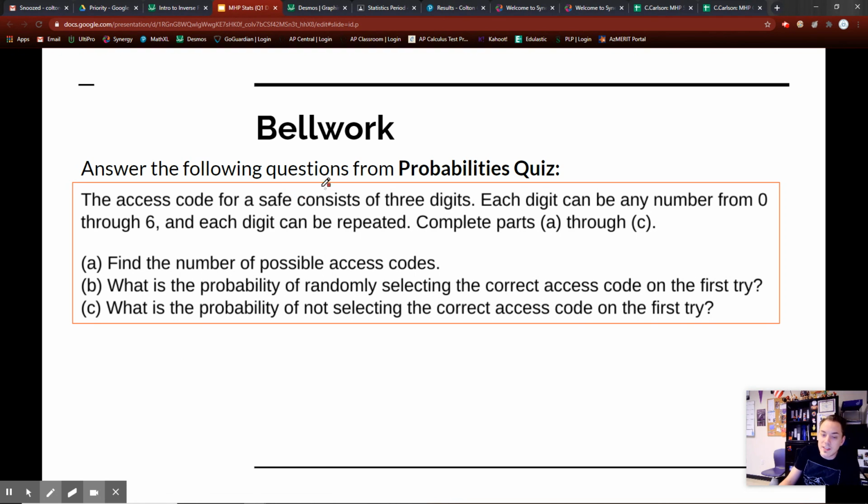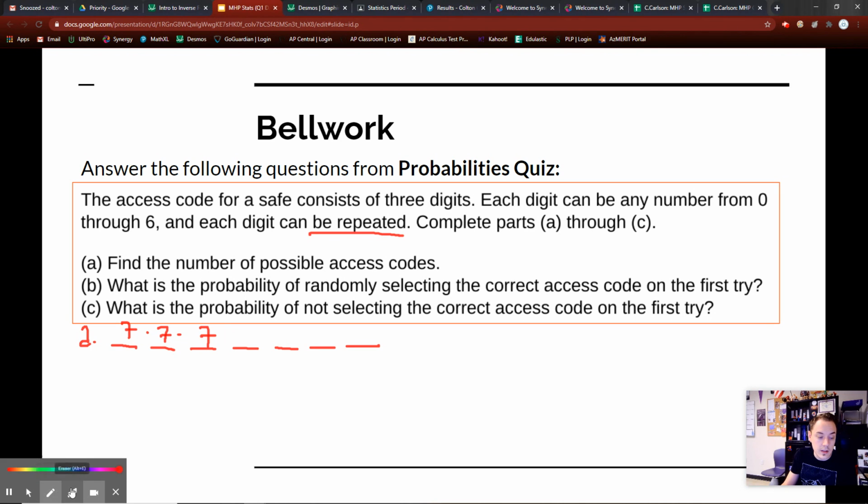So the access code for the safe consists of 3 digits. Each digit can be any number between 0 and 6. So then we have to count. How many digits is that? 0, 1, 2, 3, 4, 5, 6. So that means we have 7, not 6, 7, because we have to include the 0 there. Each digit can be repeated. So when it asks us to find the number of possible access codes, we have 7 different possibilities. So 7 times 7 times 7.